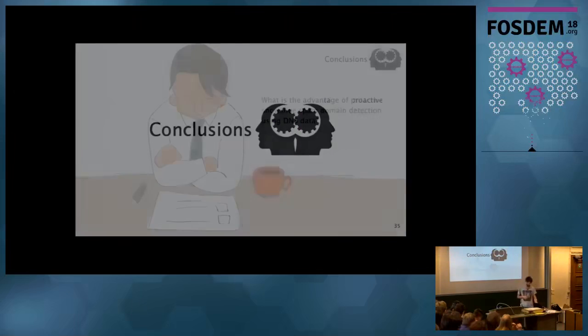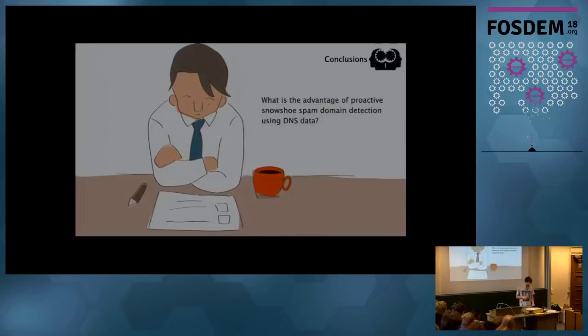Now for the conclusions. Going back to the research question of the paper, what is the advantage of this method? We can conclude that the foremost advantage is the additional spam being marked, the additional spam being blocked. And this is of course the result of being able to detect the domains before they are blacklisted. And this advantage can be as much as 180 days.